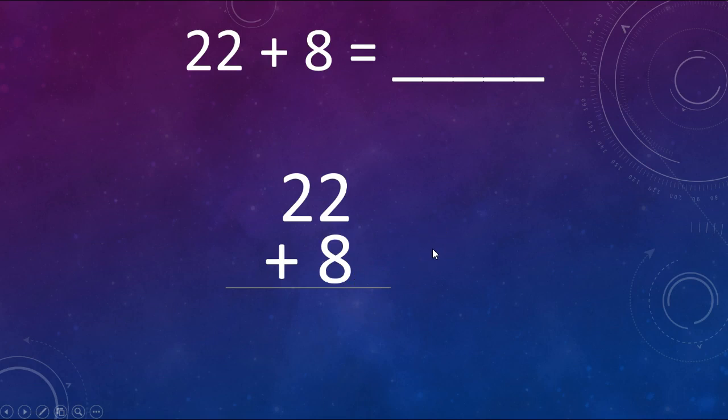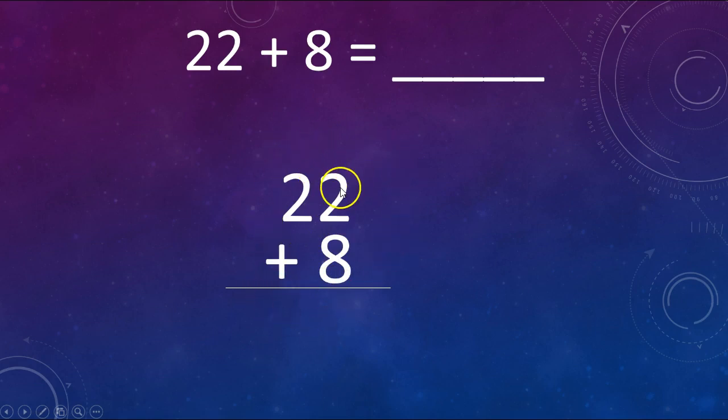So the first thing we need to do is you always need to add from right to left. So you're going to add the ones first, then the tens, then the hundreds, and so on. Or if you're subtracting, you're going to do the same thing. Subtract the ones, then the tens, then the hundreds.